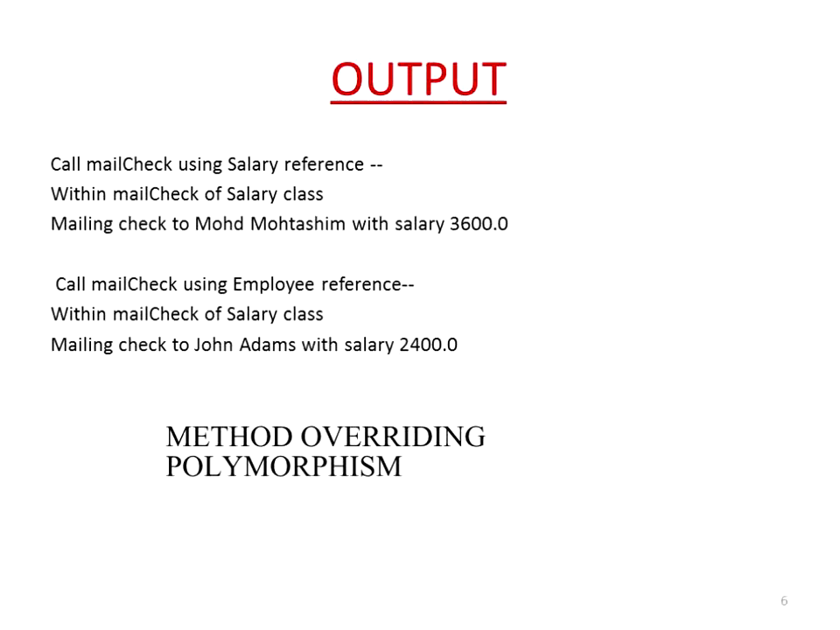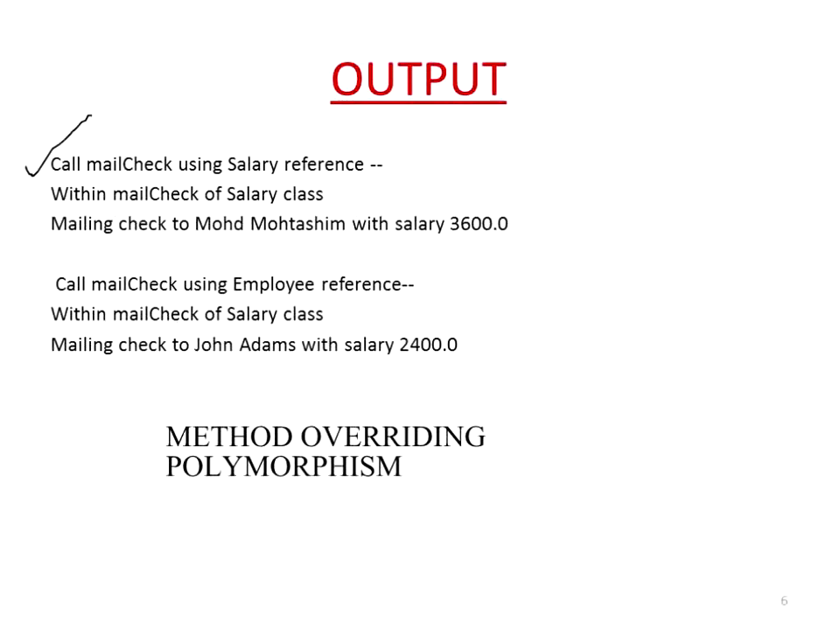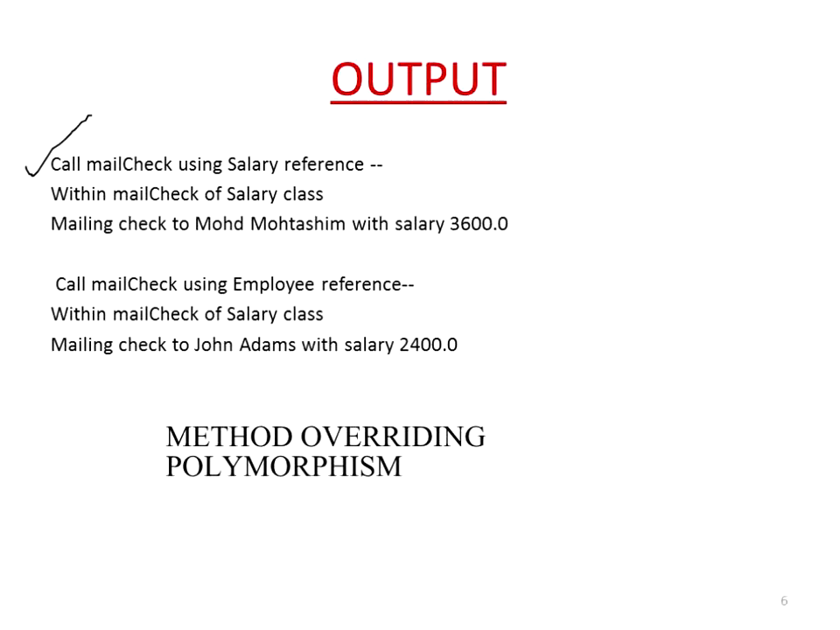Now why it will print this output? Because let's see this slide. Here inside the main method, what do we have? We have created an object of the Salary class, we have created an object of the Employee class, and then we have a statement System.out.println call mail check using salary reference. So first of all this statement will be printed. That's why we have this statement.